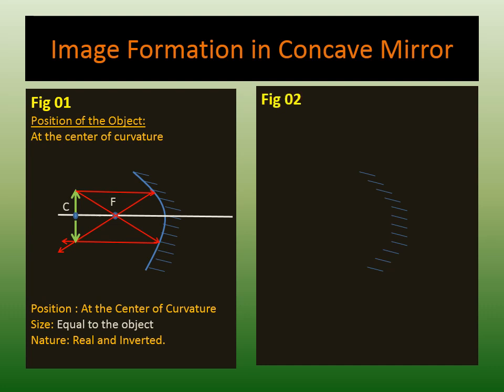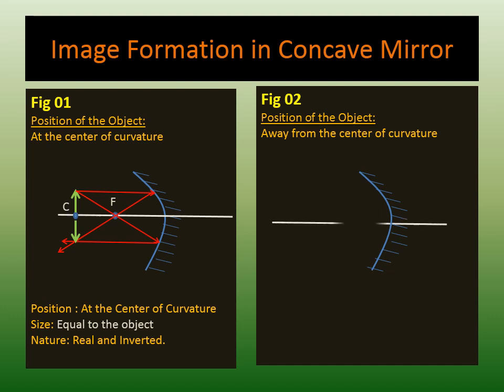And the nature of the image is real and inverted, as you can see. Now we will discuss another figure, which is figure number 2, and there the position of the object is away from the center of curvature. This is your concave mirror. This is the principal axis. This is the center of curvature. This is the focus, which is just in the middle of the pole and the center of curvature.